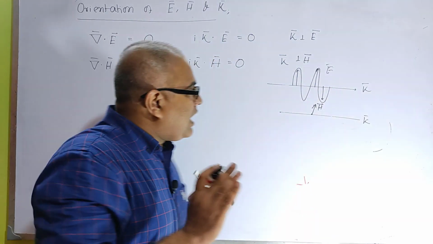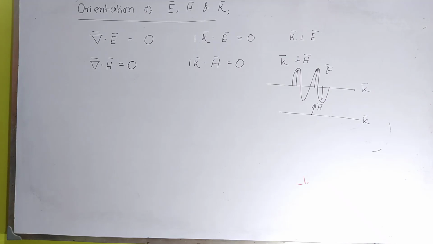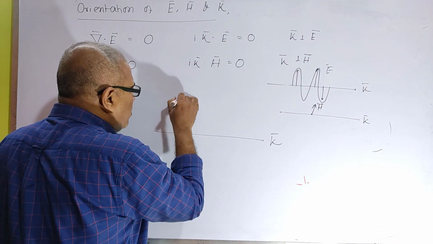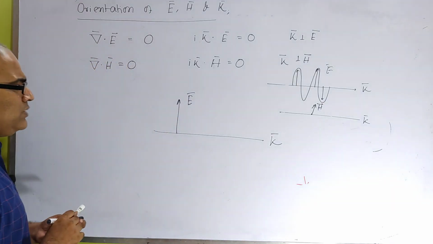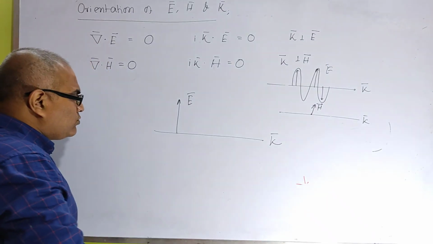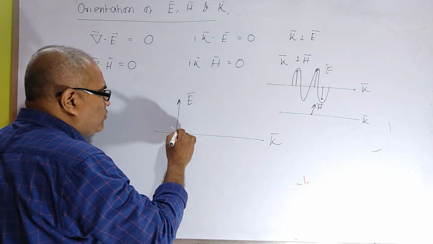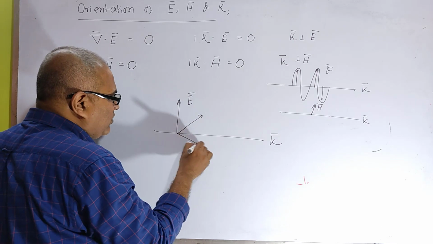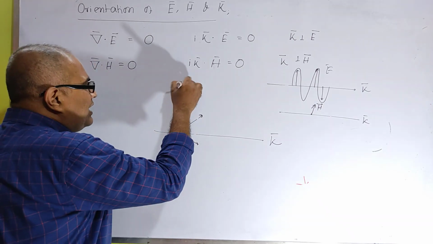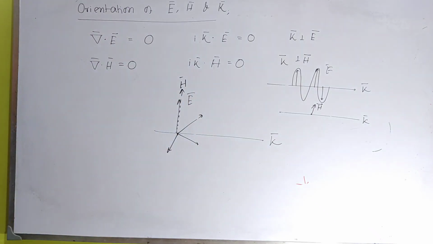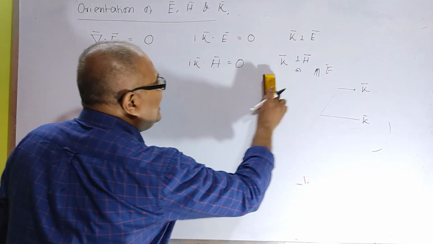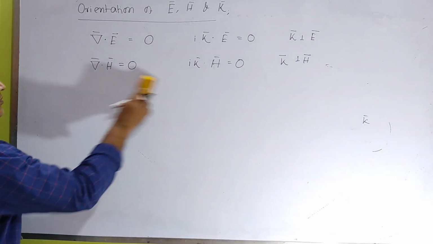But how to draw the electric field, magnetic field and direction of propagation? If I draw an electric field, what should be the propagation, and what should be the direction of vibration of the magnetic field? Is that along these directions or these directions, or immediately parallel to the E? Okay, so for that we have to bring in our next two expressions.